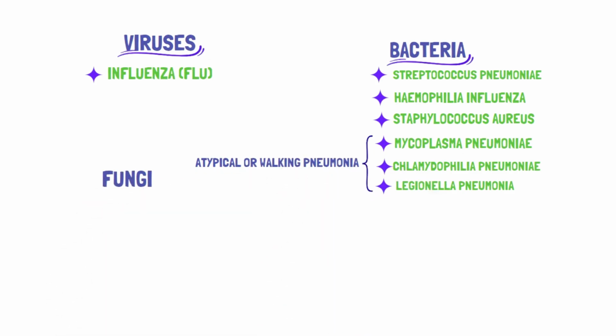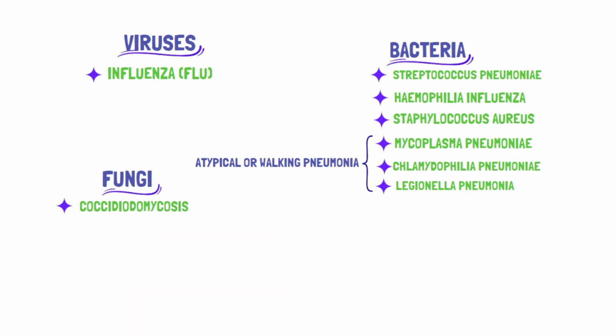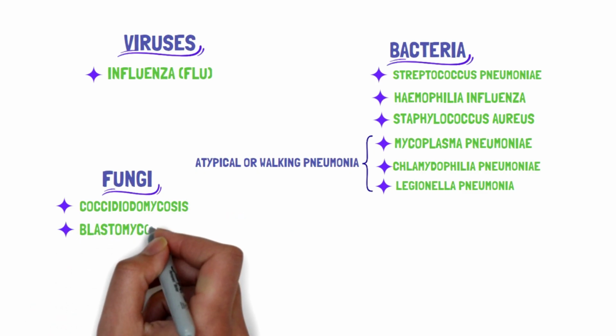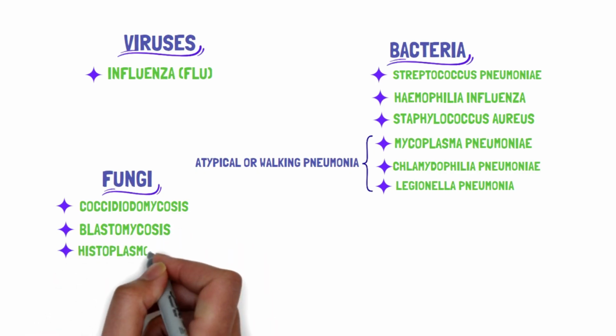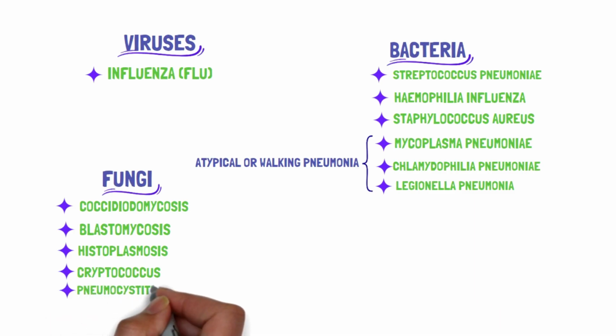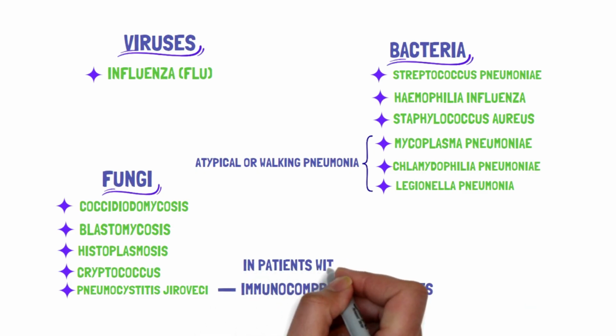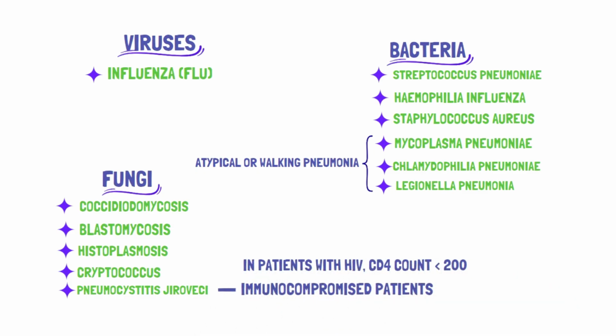Now, fungal causes are rare in individuals with a normal immune system. Fungal pneumonia-causing microbes include coccidioidomycosis, which is known in California and the Southwest. Then we have blastomycosis in the east, histoplasmosis in Ohio, and cryptococcus, which can be found anywhere. We also have Pneumocystis jirovecii. This is common in immunocompromised patients. Now, in patients with HIV, the CD4 count may be less than 200.